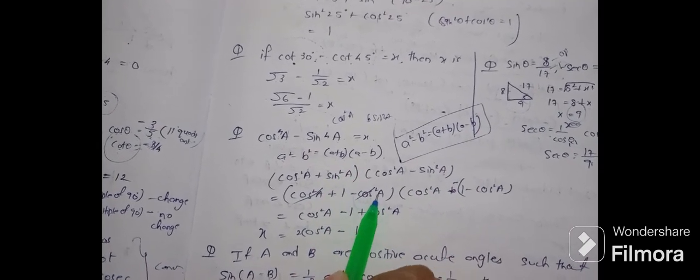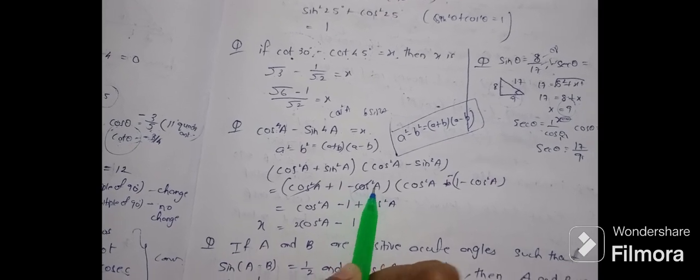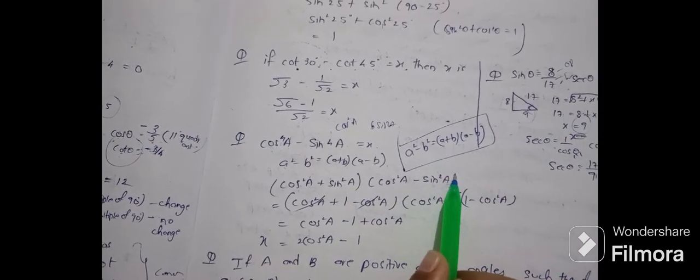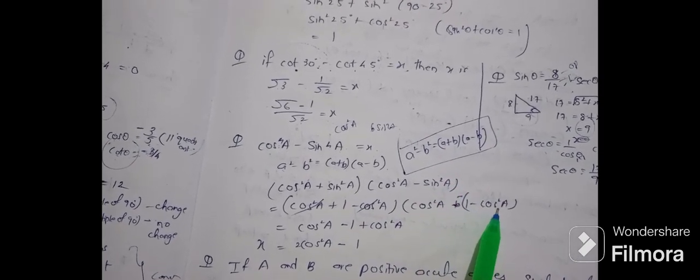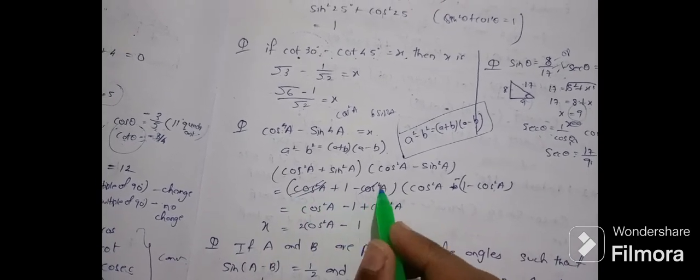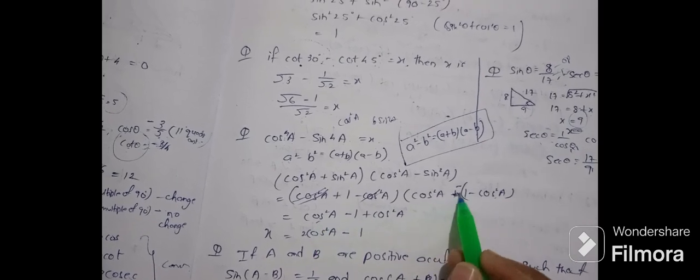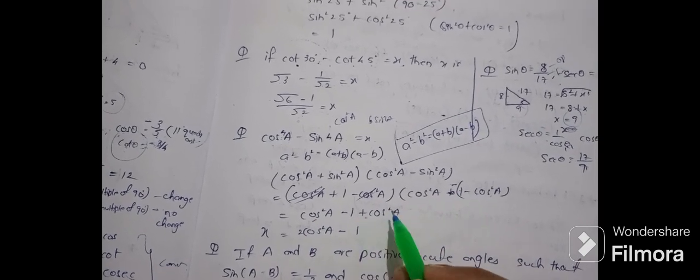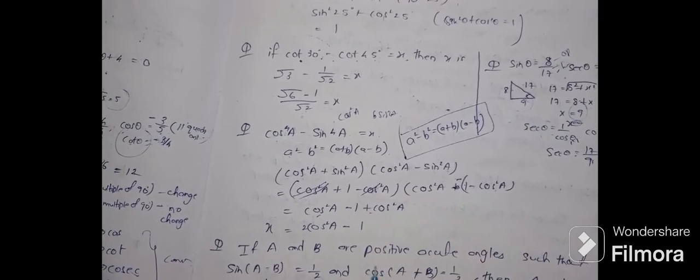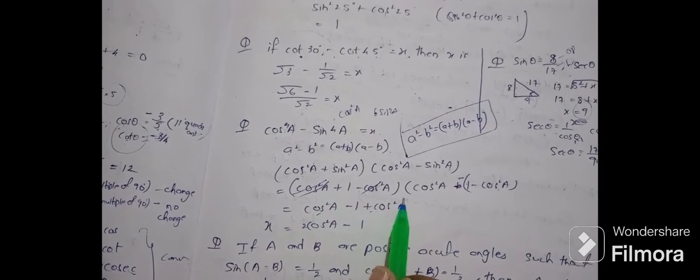Here cos square a plus sin square a is 1 by the trigonometric identity. In the same way, sin square a here can be written as 1 minus cos square a by using the trigonometric identity as well. Here cos square a and minus cos square a get cancelled, and coming to here cos square a minus 1, minus of minus plus cos square a. Here cos square a plus cos square a is 2 cos square a minus 1. That's it.